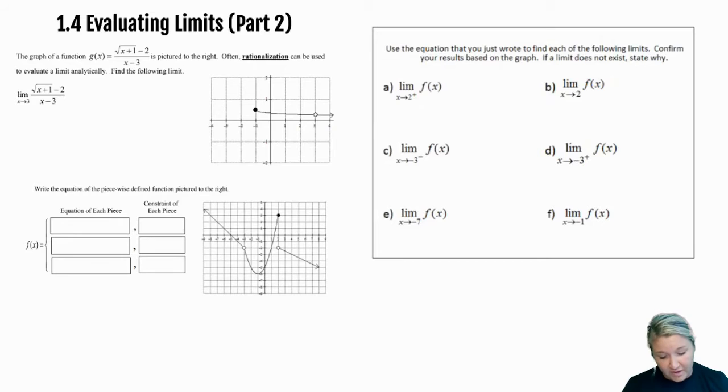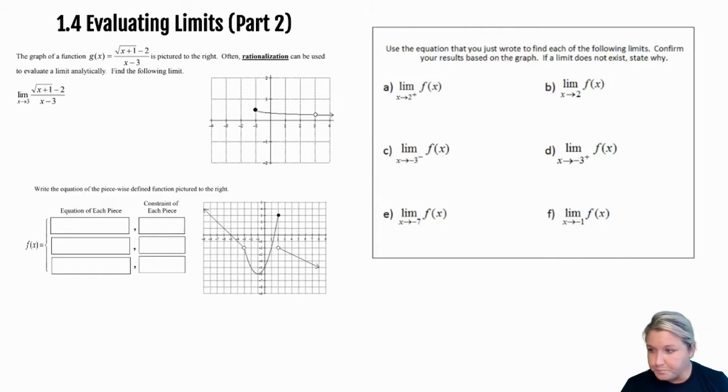So we have the graph of the square root of x plus 1 minus 2, divided by x minus 3. Obviously, since the denominator is 0 at x equals 3, that's where it's not going to exist. So we can find this limit analytically. Remember, analytically and algebraically go hand in hand. But if you have this on a part of the test where you can't use a calculator, you couldn't look at the graph. If you can, just look at the graph and estimate from there.